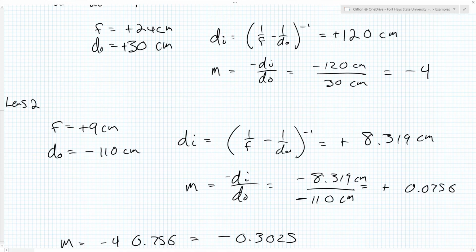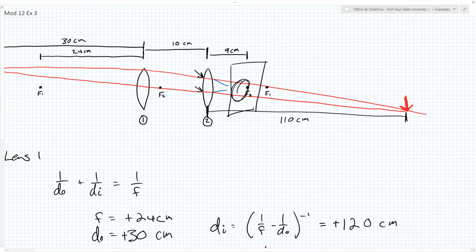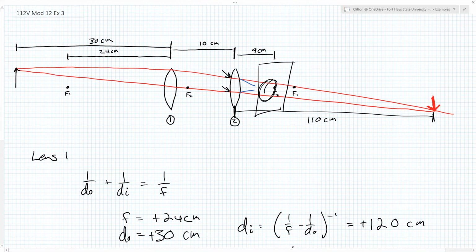So if we come into a scenario, I mean, this is exactly the same setup as the previous example. The only difference is that we've moved the object. So before we had an object here, now we have an object here, and that changes things significantly. So when we have a scenario where we get an object that is behind the lens or the mirror that we're trying to analyze, we just have to treat that object distance as negative.